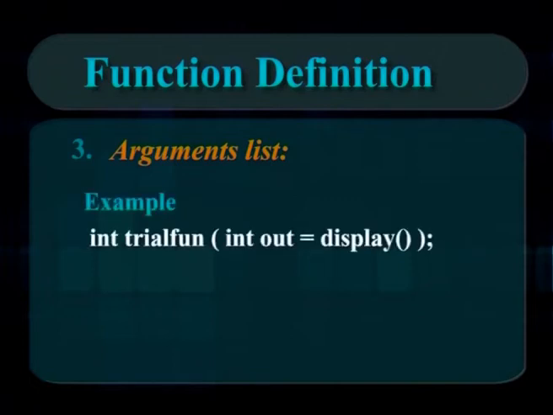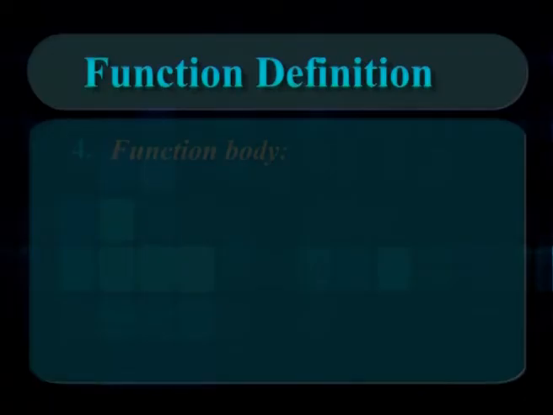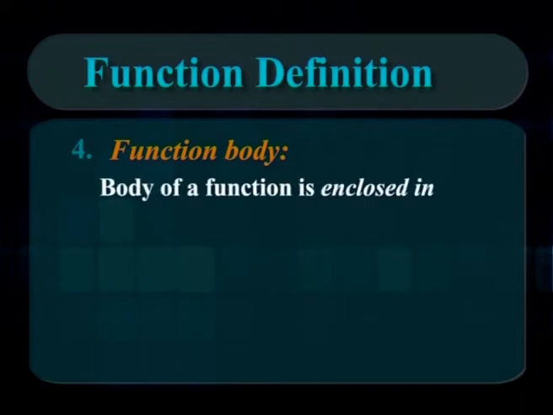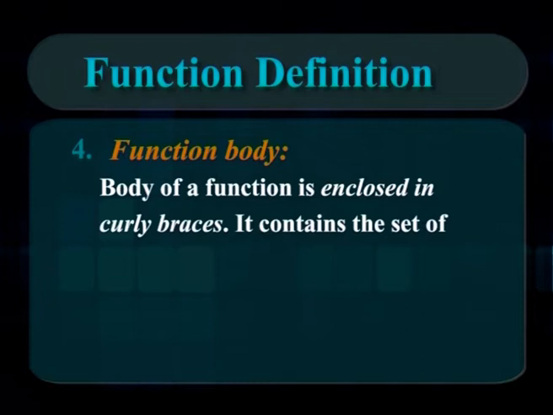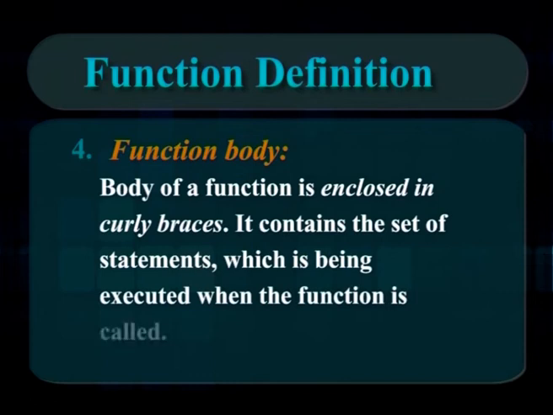Now let's take another example. In this case, out is int type of argument and it will have value from display function. Such type of declaration can be used when arguments are passed by a value only. The fourth part of the function is most important and it performs the actual work. This part is function body. Body of a function is enclosed in curly braces. It contains the set of statements which is being executed when the function is called.